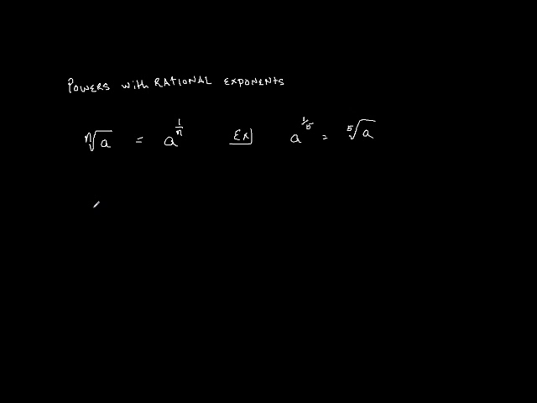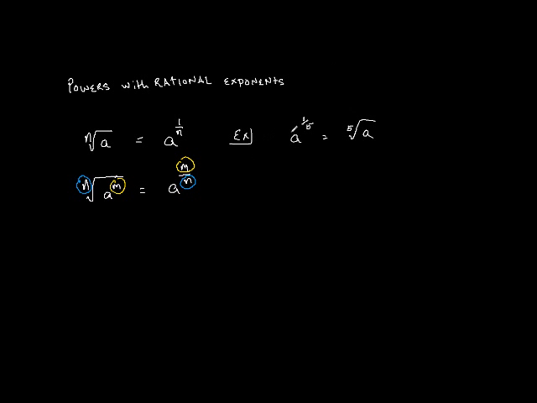And actually, if I have the nth root of a and the a is already to the power of m, then I can write this as a to the power of m over n. Now, take a look at this. The power of a is in the numerator, and the root of a is in the denominator.